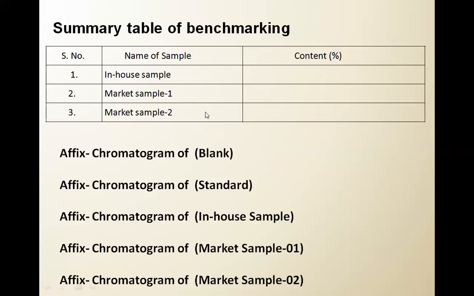Then the summary of the benchmarking. So in-house sample, marketed sample 1, marketed sample 2, we have to prepare such a summary with the percent content. Say this table will be for the content of our drug. The in-house sample content is 99%. The marketed sample has 99.2%, the second sample has 98.9%. Their internal standard may say that plus or minus 0.5% content variation is acceptable. So our sample gets accepted.